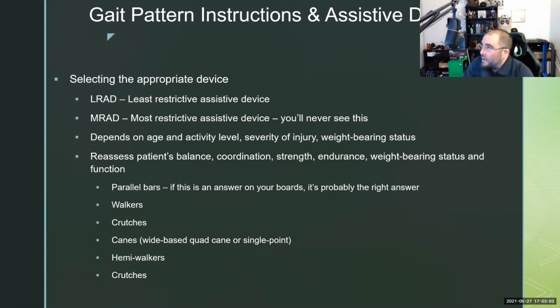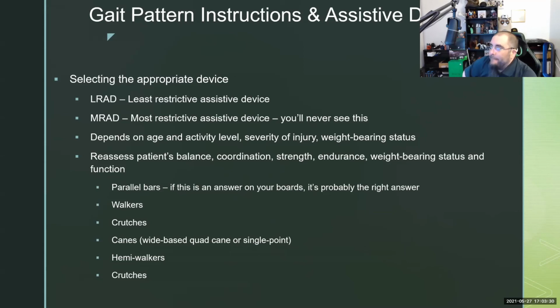So a lot of questions will say, which is the most safe device to ambulate a patient in? If you say most safe and you go down and there's parallel bars down there, parallel bars is the answer. If it said walker, crutches and cane, then walker would be the most safe. The most restrictive assistive device is the safest. So it's good to know this order.